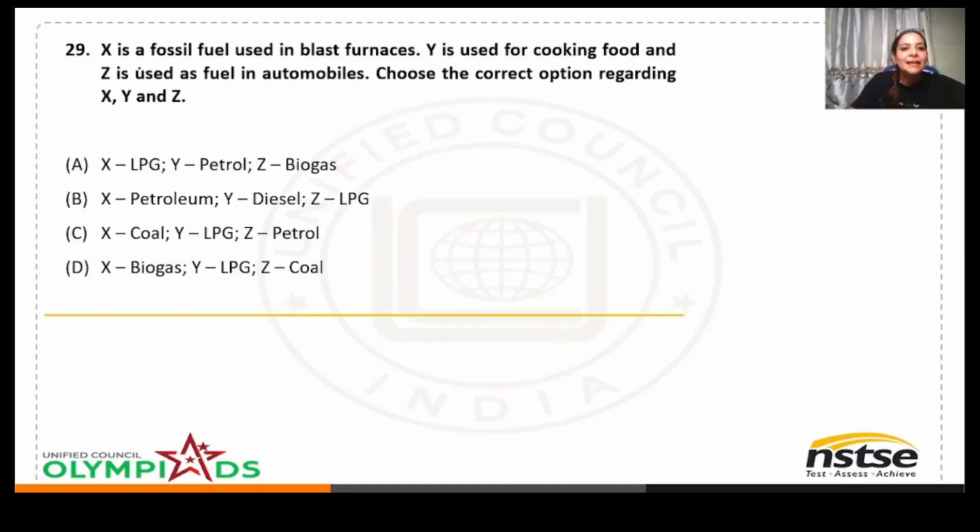Next question says, X is a fossil fuel used in blast furnaces. Y is used for cooking food and Z is used as a fuel in automobiles. We need to choose the correct option regarding X, Y and Z. Here one thing is common in them: all of them are fuels. So what is basically a fuel?